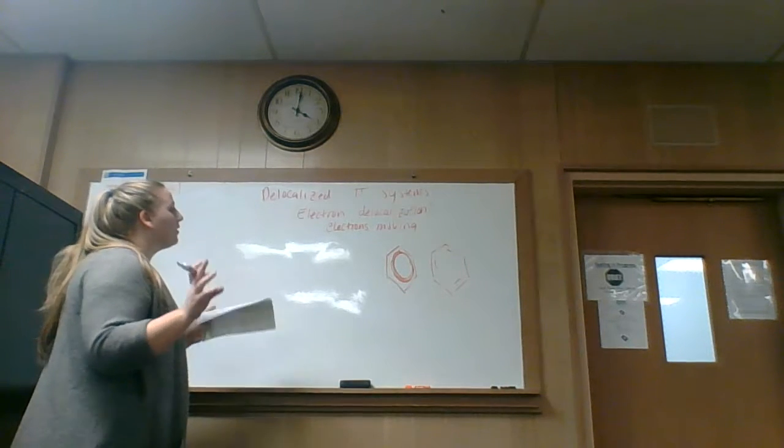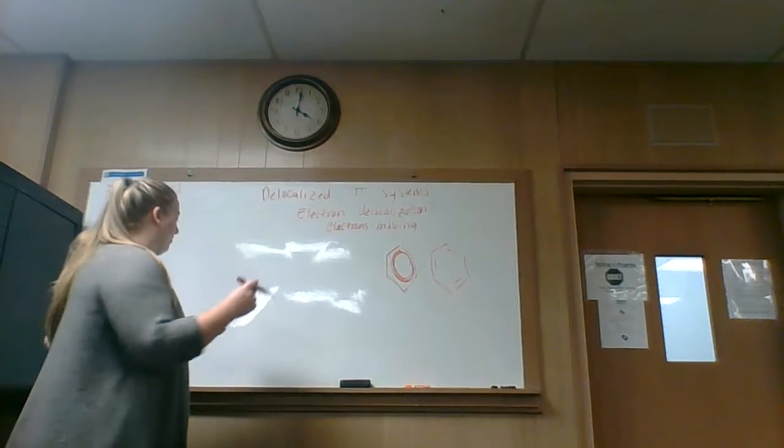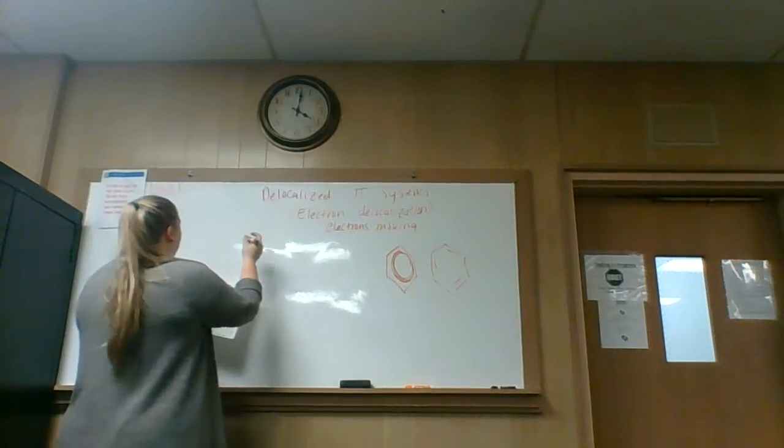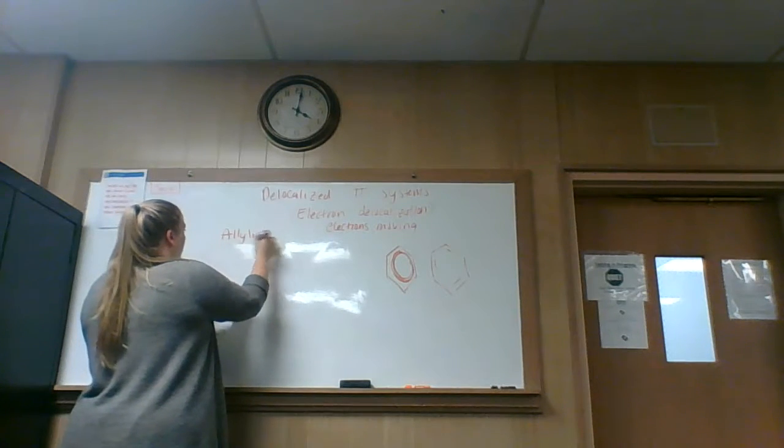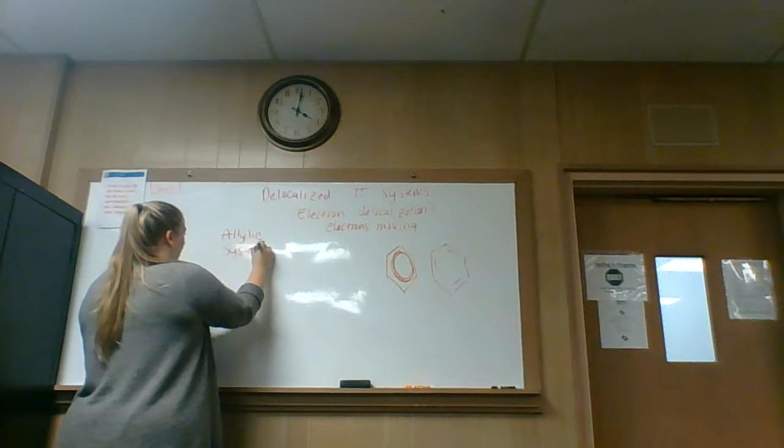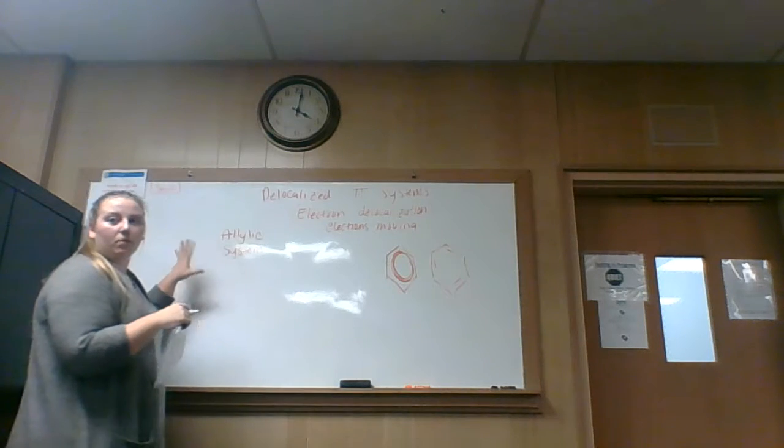Okay, so some more terminology that's really all meaning the same thing. We have something that's called an allylic system. I don't know if you use that term in class. That's just referring to a double bond next to a single bond.